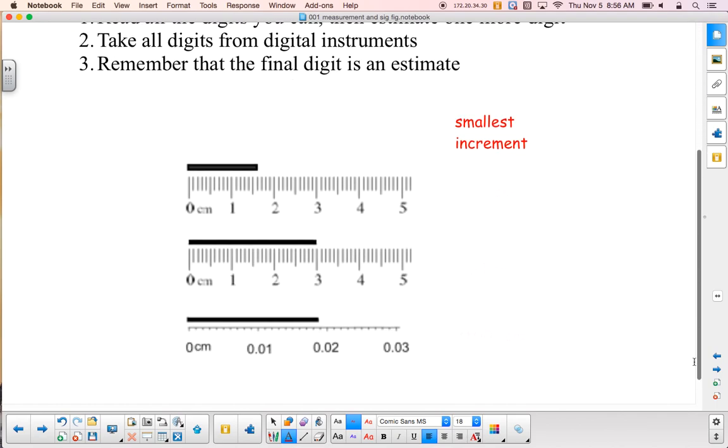Let's start by looking at 3 rulers. The first thing you have to identify when you're looking at any device to take measurements is the smallest marked increment on the device. In the case of this first ruler, I have labels every 1 centimeter, but my smaller increments are these smaller tick lines right here. Each one of those increments represents 0.1 centimeters.